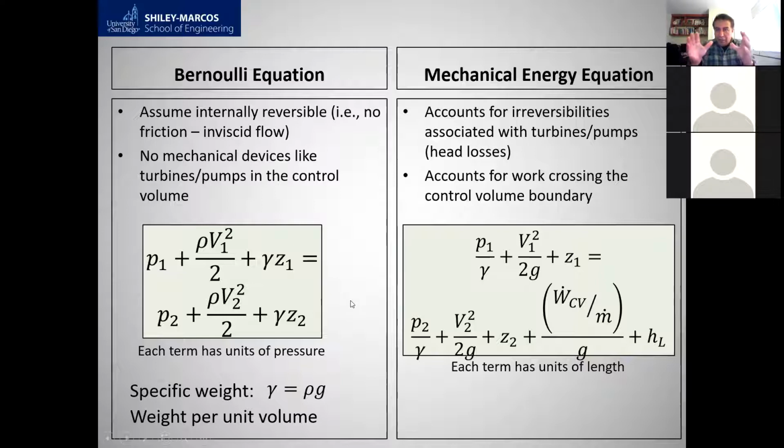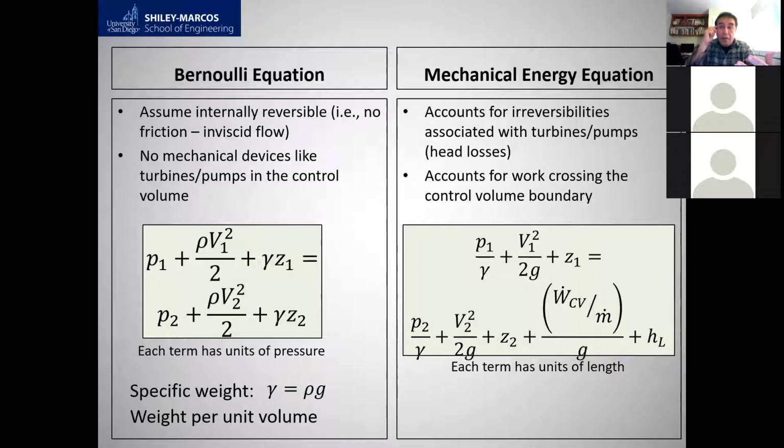Then we go to the mechanical energy equation. These are the fundamental equations for mechanical energy and the Bernoulli equation. Mechanical energy accounts for irreversibilities associated with turbines and pumps. Okay, now we're going to include the turbine, pump, and head losses. We have a design concept: when we are designing pipes, we have a pipe that we want to use to transfer fluid from one location to another, or it has elevation. So we need a powerful pump, and also turbines, compressors, and all that.